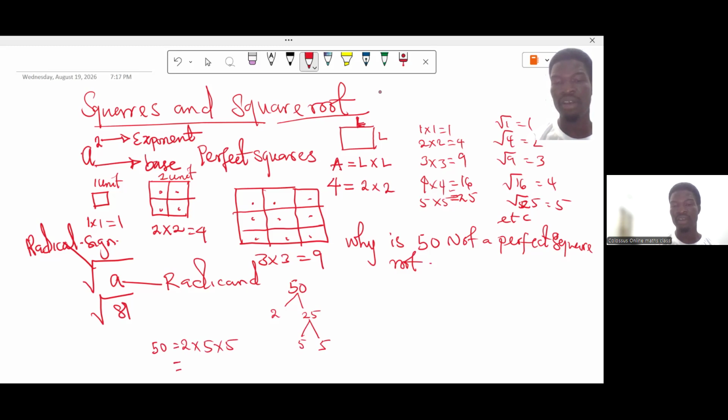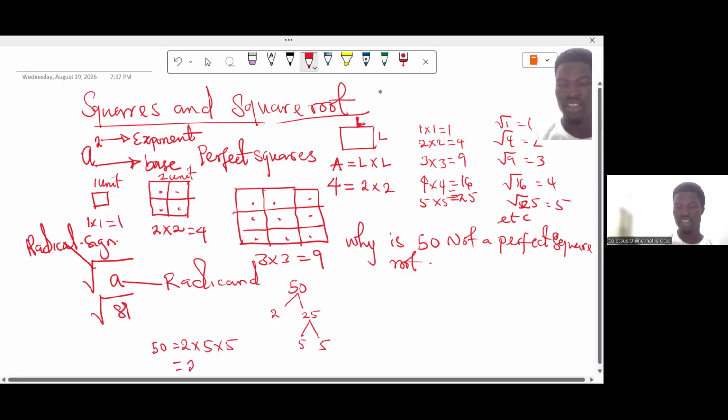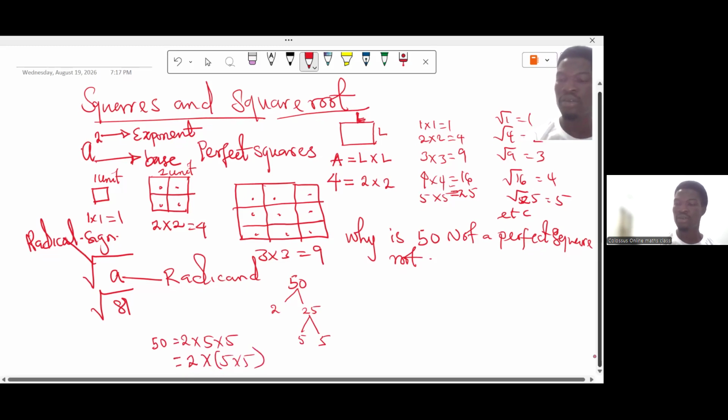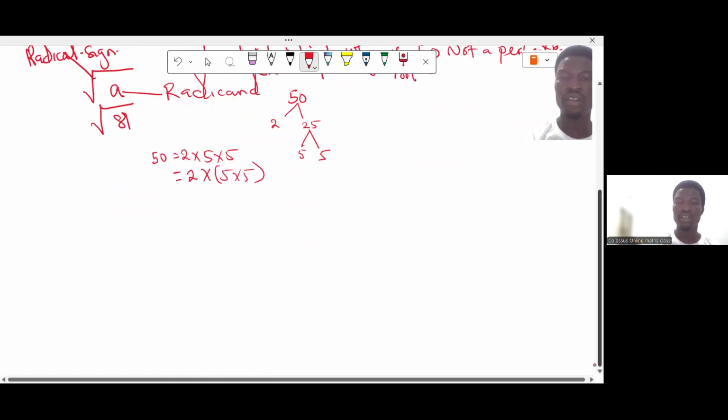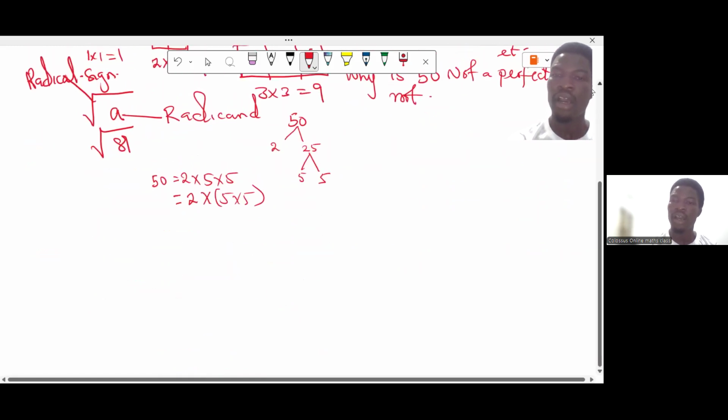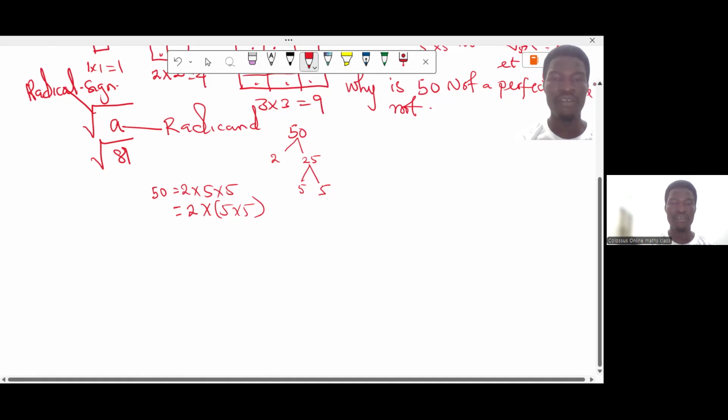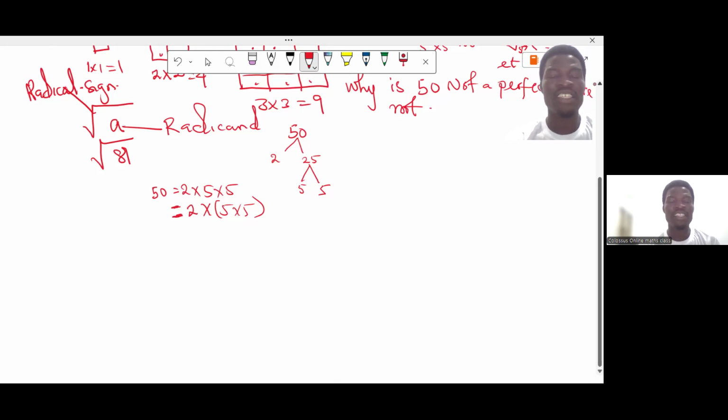Now, can they be perfect? This is 2 multiplied by 5 times 5. Because of the 2 here, are you seeing that now? The 2 you are seeing there, you can see that it is alone. It's not having anything to pair with. Are you seeing that now? It's not having anything to pair with. That is why 50 is not a perfect square.